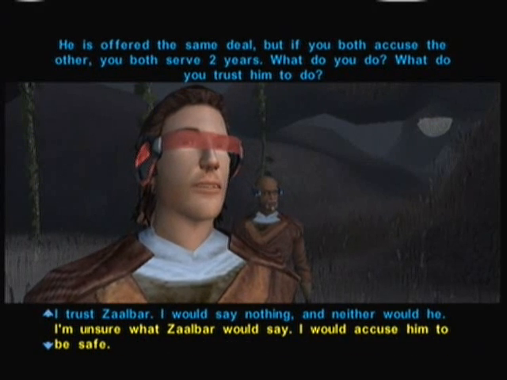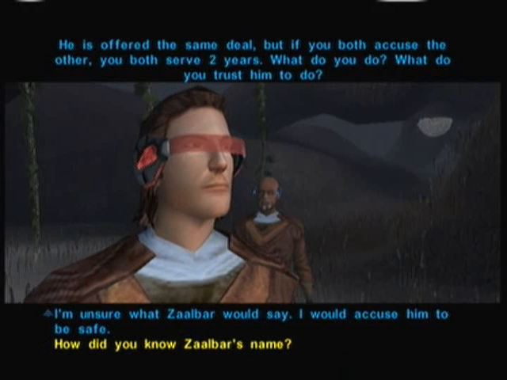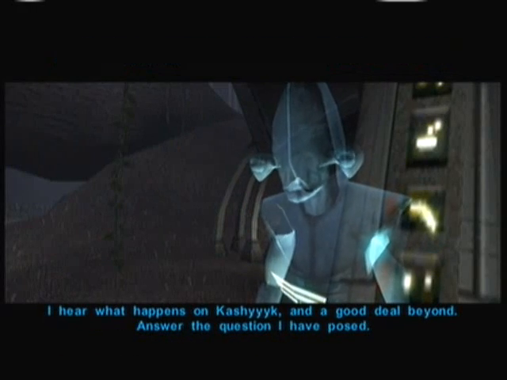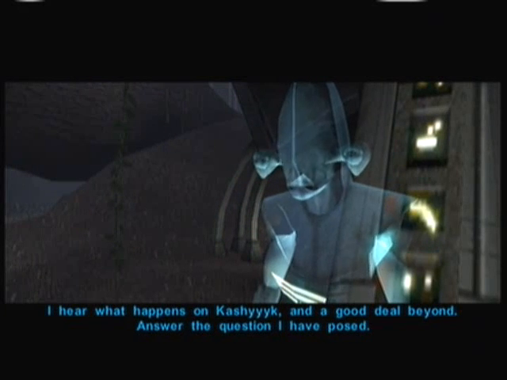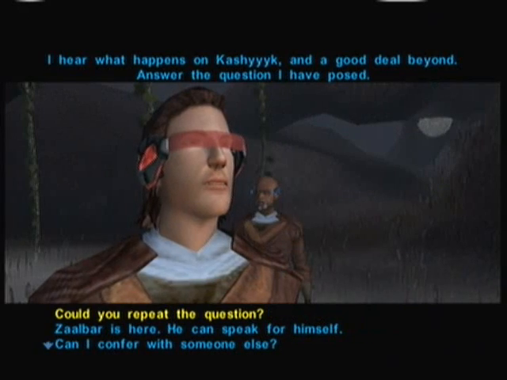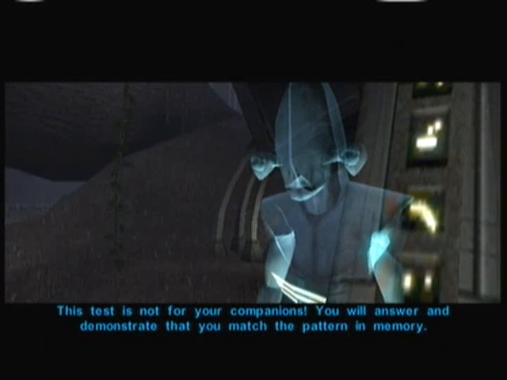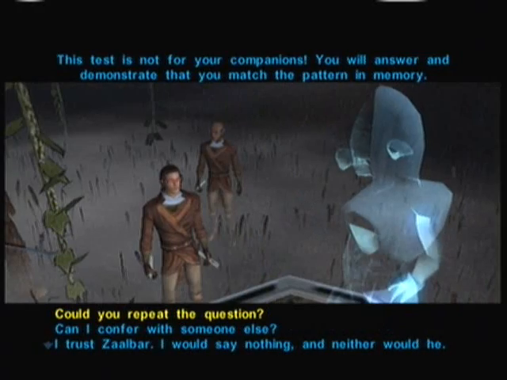I'm unsure what Zabar would say. I would accuse him to be safe. How do you know Zabar's name? I hear what happens on Kashyyyk, and a good deal beyond. Answer the question I have posed. Zabar is here. He can speak for himself. This test is not for your companions. You will answer and demonstrate that you met.